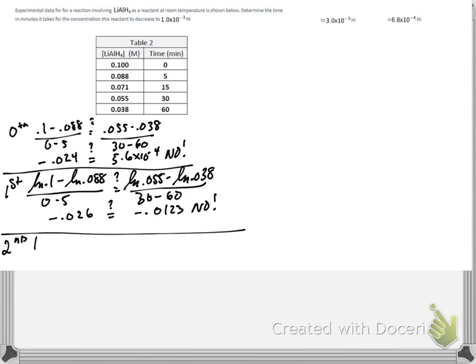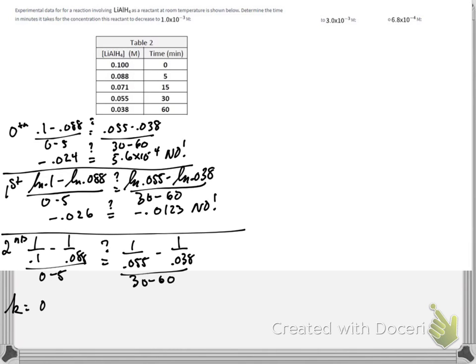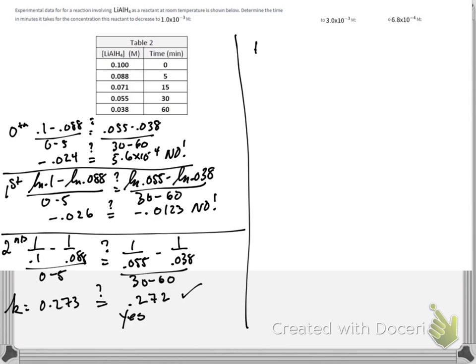So what we have is a second order analysis. We can verify it and calculate k by doing the reciprocal analysis, which is what we're doing here. And when we do that, we see that yes, k was 0.72. So we have second order analysis, we have k, and now we can answer the question. The question is, how much time does it take to get to 1 times 10 to the minus 3?